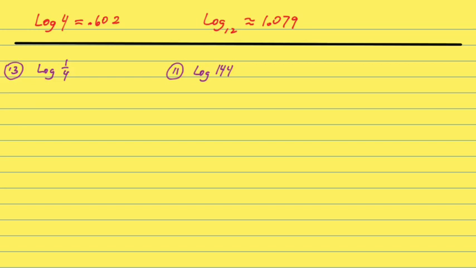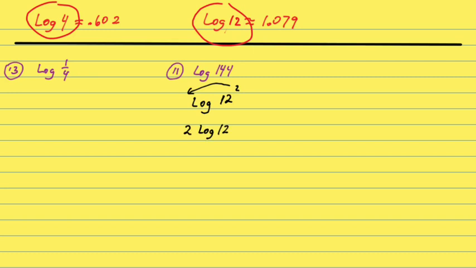So, let's start with 11. Log of 144. Can I write 144 using 4s or 12s? I don't know why I wrote base 12. This is log of 12. How can I get 144? Well, 144 might be 12 squared, right? And we use that same property now to pull the exponent out front. So that gives me a 2 log 12.